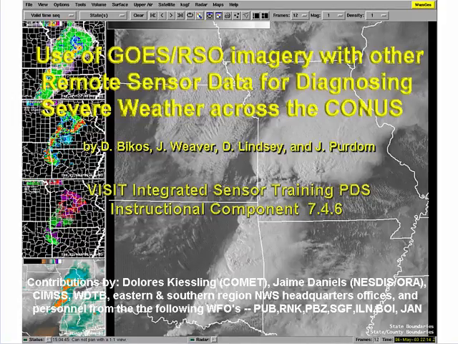Welcome to the use of GOES RSO imagery with other remote sensor data for diagnosing severe weather across the continental United States. This session was put together by Dan Bykos, John Weaver, Dan Lindsay, and Jim Purdom here at CIRA, and contributors are listed from other agencies down here at the bottom.